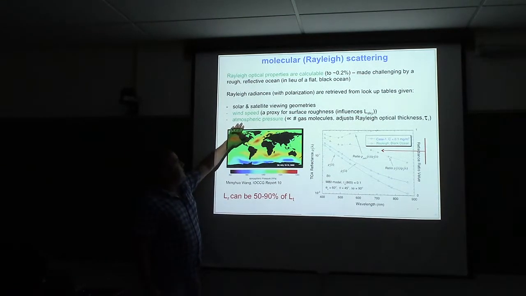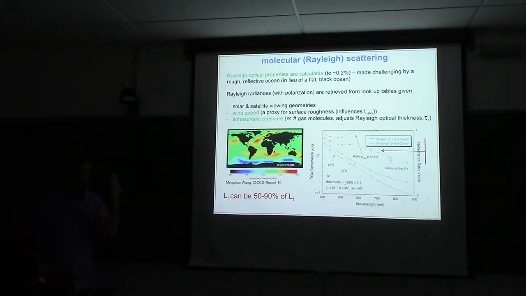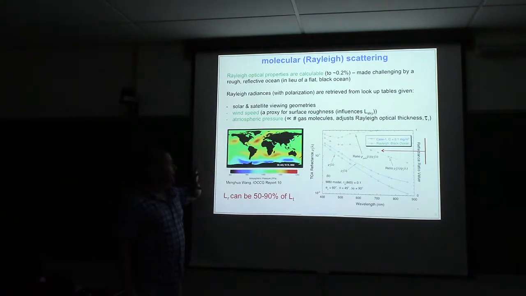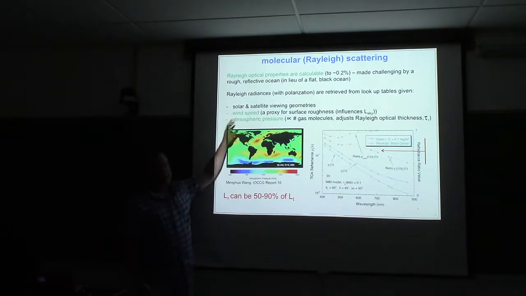Second, there needs to be an adjustment for atmospheric pressure. So the Rayleigh optical thickness is a function of how many molecules there are between the sea surface and the top of the atmosphere. That changes with time. And that can be approximated very well by some knowledge of surface pressure. So remember, I said we're calculating these tables for a standard atmosphere. This is an adjustment to say that not every atmosphere is standard. But again, this has to come from somewhere.